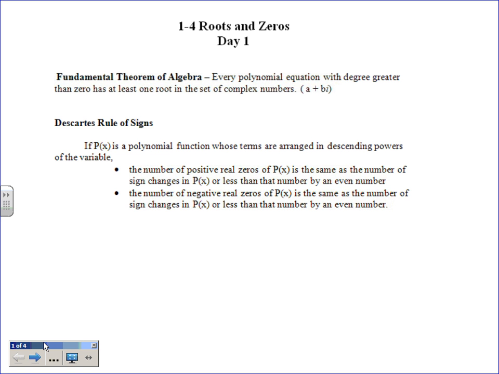It's every polynomial, meaning something that has a lot of terms to it. And it has to be an equation with degree greater than 0. So x to the first, for example. Has at least one root in the set of complex numbers.